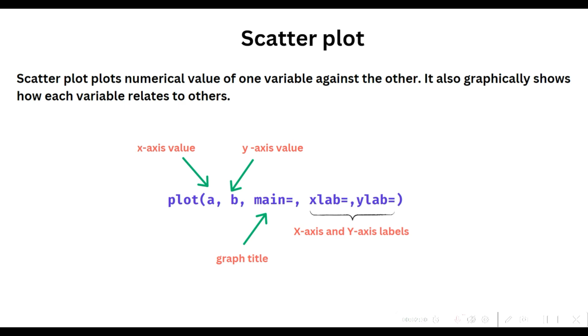Here is the function to produce a scatter plot. A is the x-axis value, a numeric variable mapped to the x-axis. B is the numeric variable mapped to the y-axis. Main is the title of the graph. And xlab and ylab are the x-axis and y-axis labels. So let's open RStudio and use the plot function to generate the scatter plot.